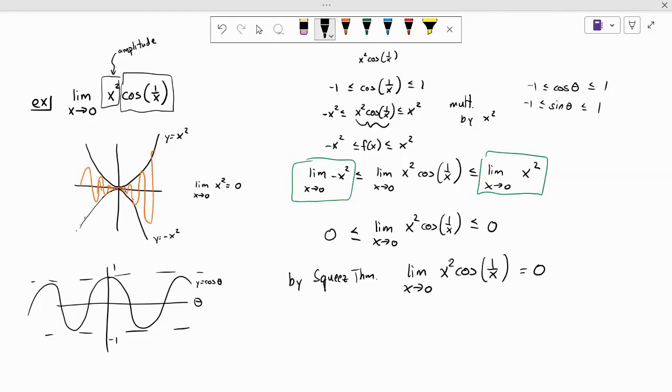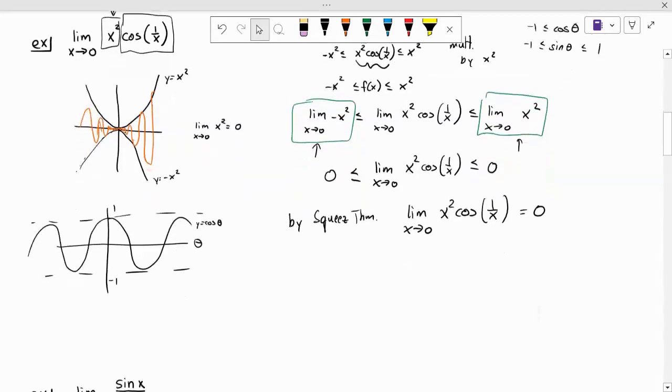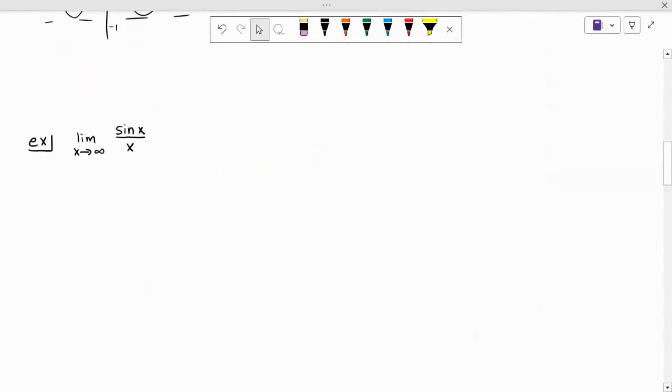So that's just an example of the thrust of a squeeze theorem problem. You start with an inequality, multiply stuff so that you see your function sandwiched in between two easier functions, take the limits, and if the limits on the outside agree, then the limit of your function must be the same. It must go to the same place as the two bounding functions. All right.